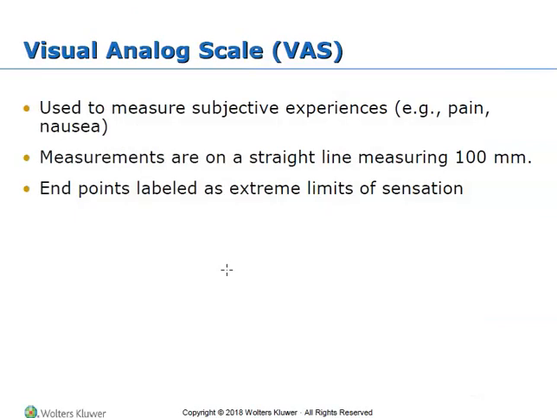Another option that is a self-report is called a visual analog scale, or VAS. The thing to note, and I have an example on the next slide, is that it has to be 100 millimeters in length. It has two endpoints, and they're usually labeled as extreme and none, or some kind of opposites. And you have the participant make a mark anywhere on that line that indicates their current position.